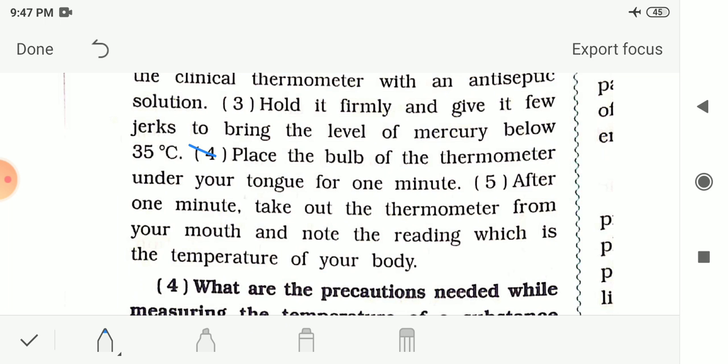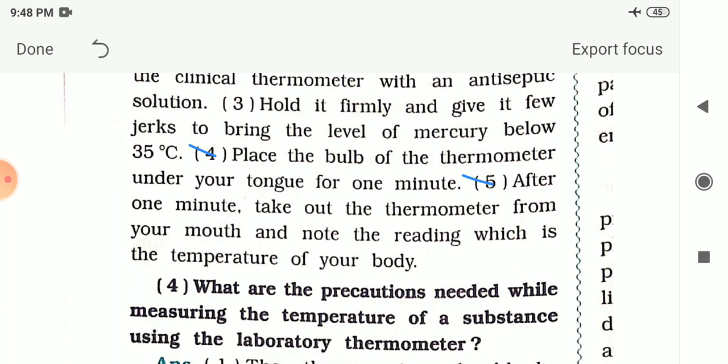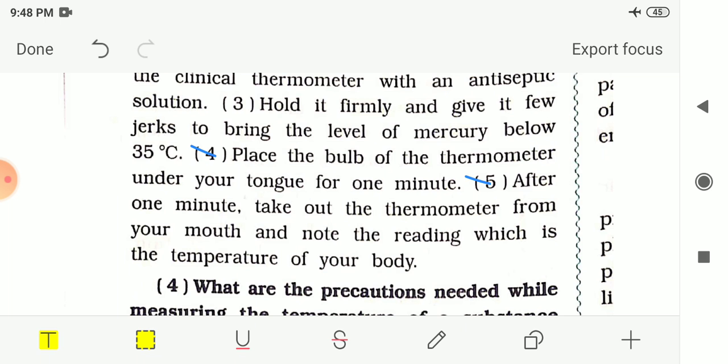You have to place this thermometer under your tongue, and which part do you put in your mouth? You put the bulb under your tongue. Next is, after 1 minute, take out the thermometer from your mouth and note the reading, which is the temperature of your body. After 1 minute you can find the reading on the thermometer which represents the temperature of your body. So these are the different steps to measure the body temperature with the help of a clinical thermometer.